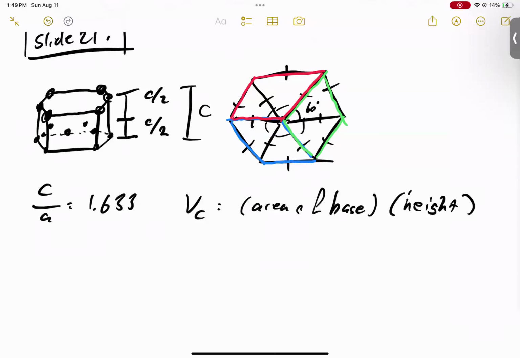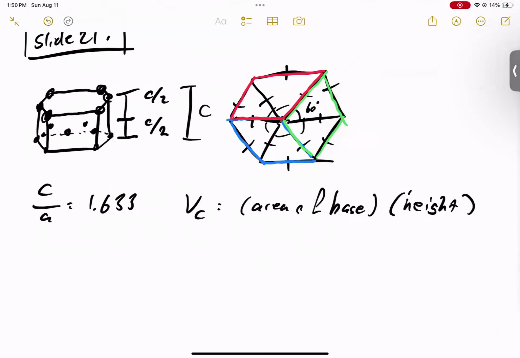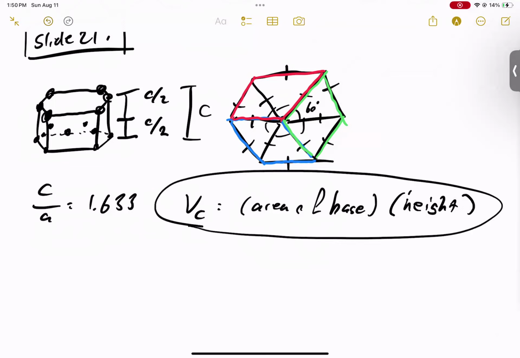Wait, what? That's not right. Why are they doing that? You know what? I don't know why I. Anyways, either way, both are true. I don't remember the specific context why I mentioned it. Both are true. It's not like both of them are wrong. I don't know why I mentioned this one though.